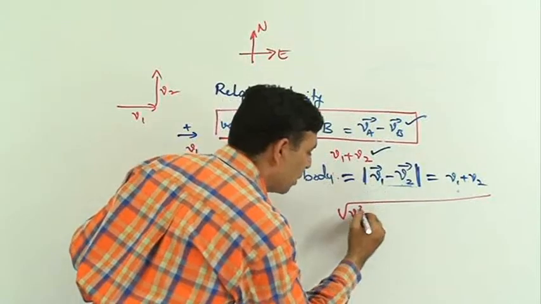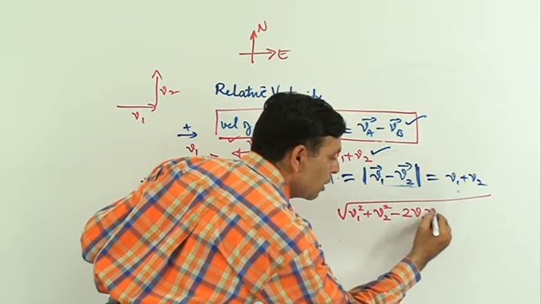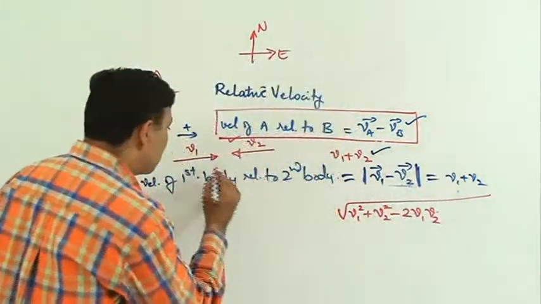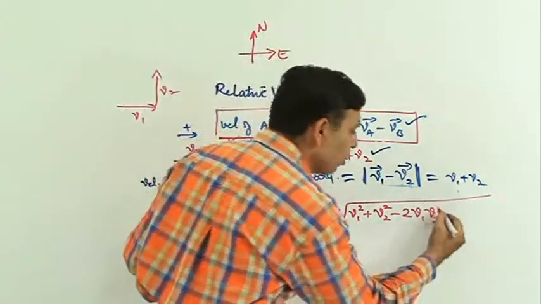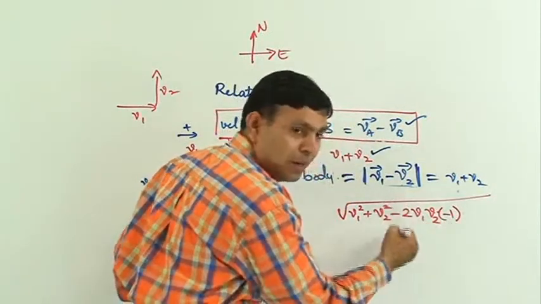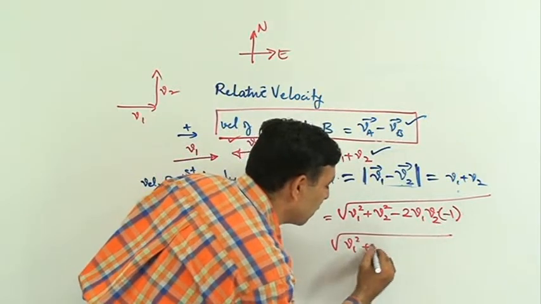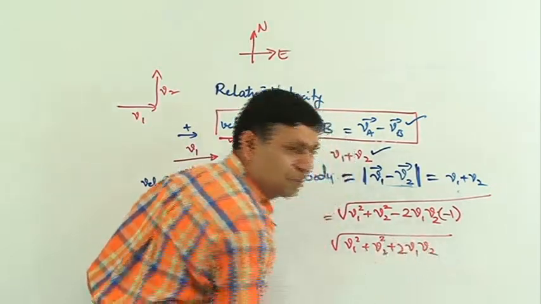P square is V1 square, Q square is V2 square, minus 2 times V1 times V2 cos theta. Now you know very well, one body is moving this way and the other body is moving this way, so the angle between the two velocities is 180. Cos 180 is minus 1. Minus of minus 1 will become plus. So this is going to be root of a square plus b square plus 2ab. And you know very well what this is.